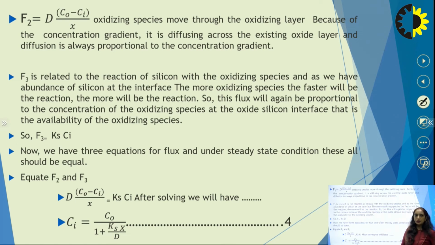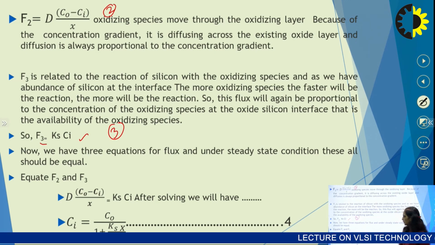Next, F3 is related to the reaction of silicon with the oxidizing species. Because we have an abundance of silicon at the silicon substrate, more reaction will be there. So we can directly write it as K3. Let us write this as equation 2, and we have equation 3. F3 we can write as Ks into Ci, because this flux is directly proportional to the concentration of silicon, which is abundant at the silicon wafer.